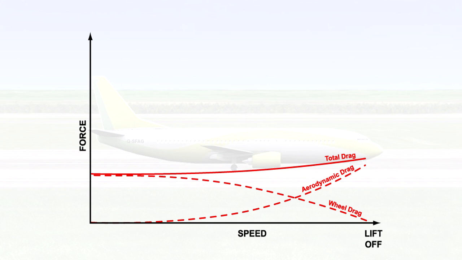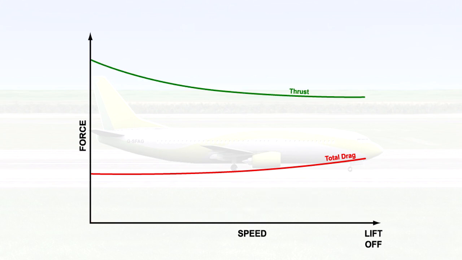As illustrated on screen, the total effect of the drag on the aeroplane is that it increases with speed up to liftoff. Adding the thrust line onto the graph, you will recall that for either the prop or the jet aeroplane, it was stated that the thrust decreased during the takeoff.